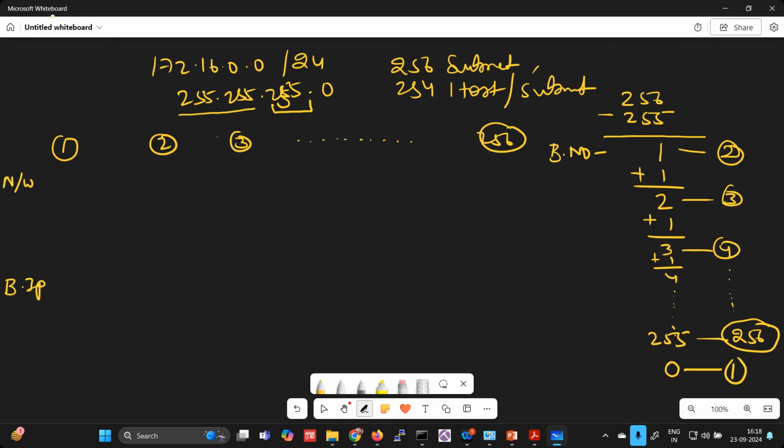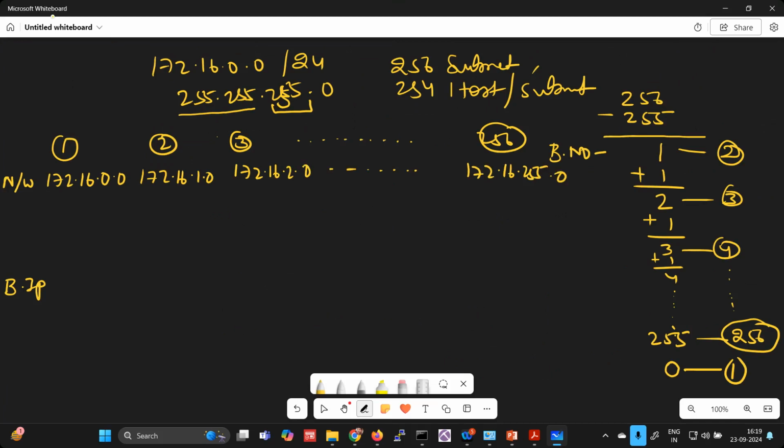So the first IP address will be 172.16.0.0. Second will be 172.16.1.0. Third will be 172.16.2.0. ... 172.16.255.0. Last IP, what will be the broadcast IP address?